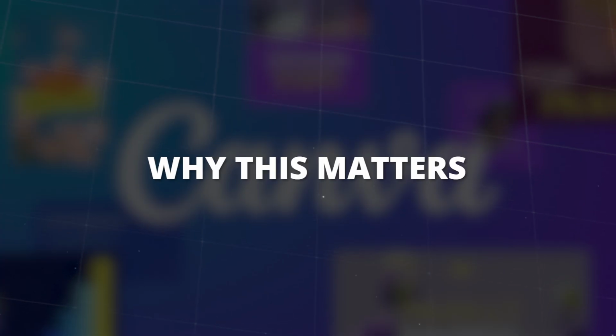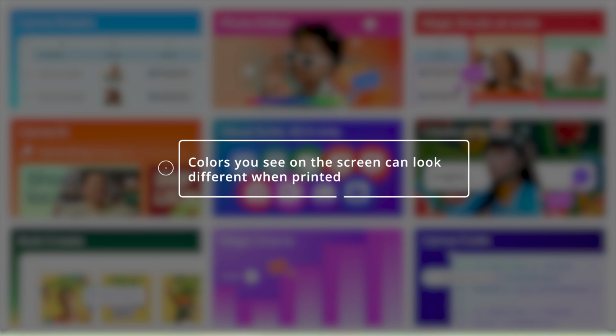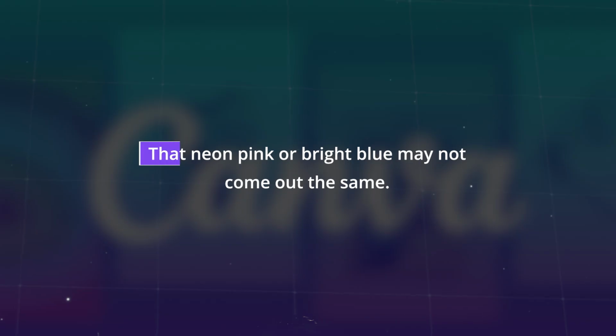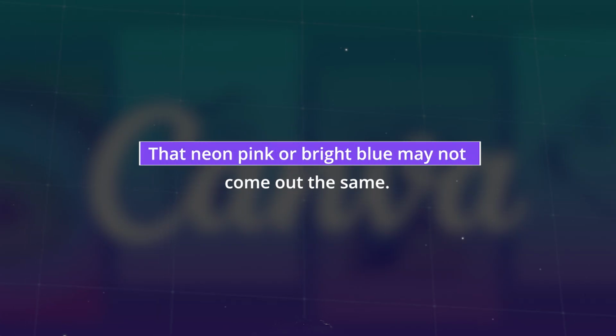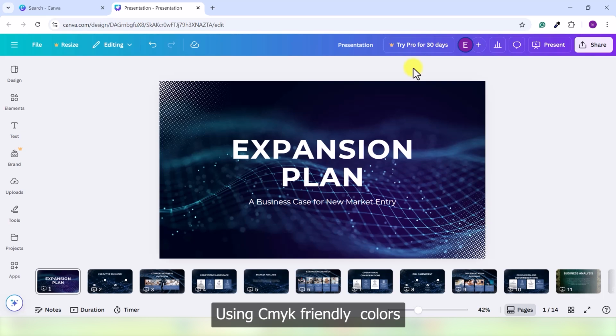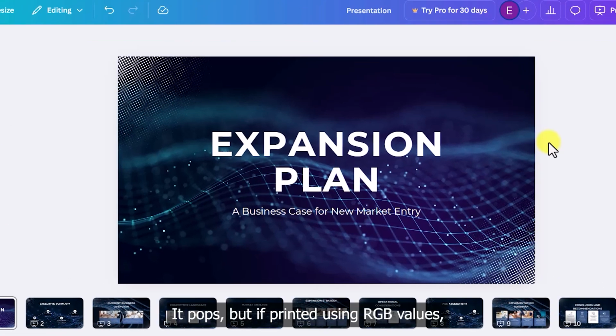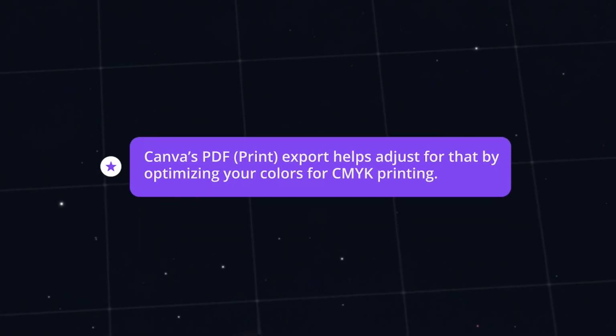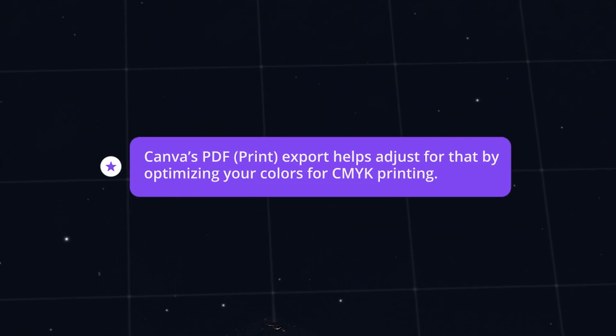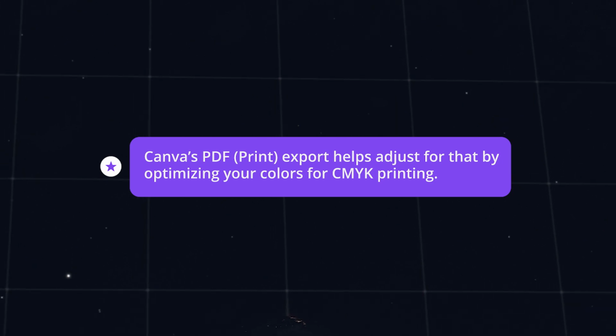Why this matters? Colors you see on the screen can look different when printed. That neon pink or bright blue may not come out the same. Using CMYK friendly colors gives you a more accurate print result. Example: let's say you have designed a business card with a bright turquoise background. On screen it pops, but if printed using RGB values, it may look dull or slightly off. Canva's PDF print export helps adjust for that by optimizing your colors for CMYK printing.